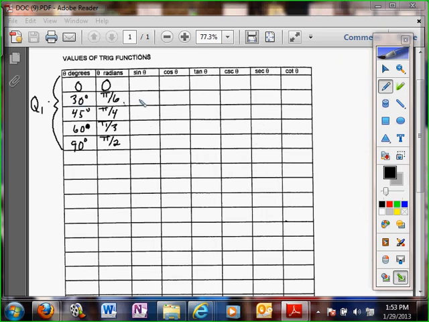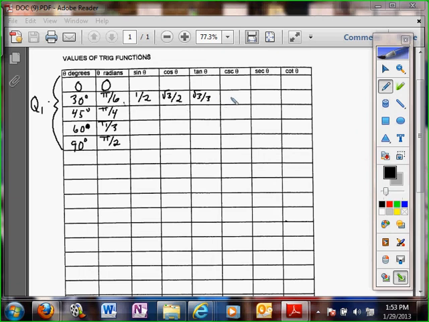The sine of 30 degrees, since it is the y value of the ordered pair that corresponds to that 30 degree angle, is 1/2. The cosine of 30 degrees is the x value of that ordered pair, so that's √3/2. Again, I'm looking at my unit circle. And we just found out that the tangent of 30 degrees was √3/3.